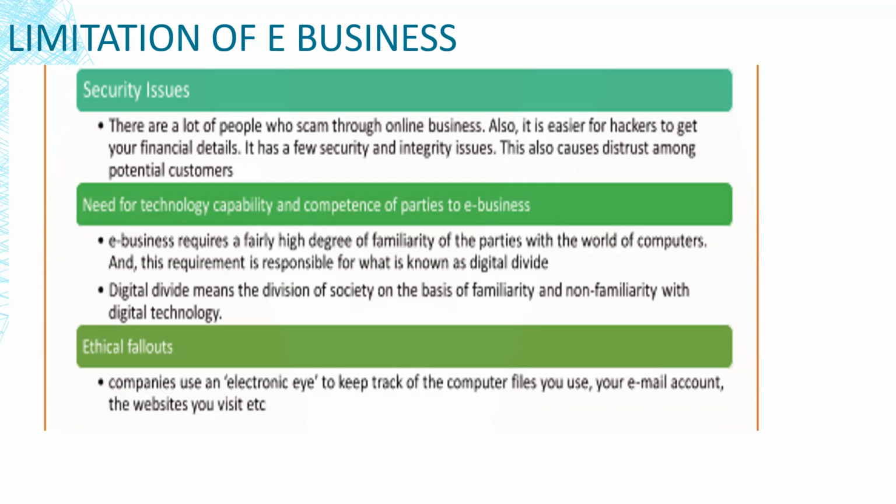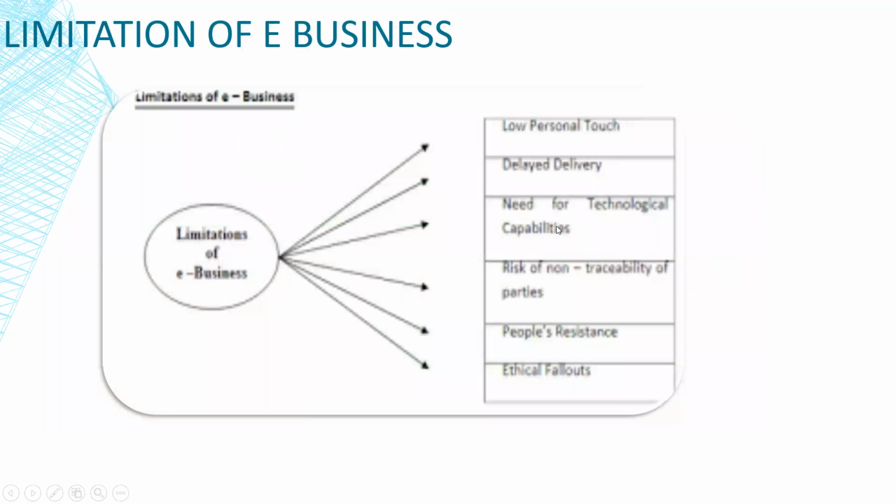Now, e-business divides society in a digital way. Those who know technology, for them it is very easy to do these things. But those who are not aware of the technology, it is going to create a digital divide among businesses, they cannot go for this. There are ethical fallouts. Companies use an electronic eye to keep track of the computer files you use. Your e-data is with them. You can understand that it's a big limitation.